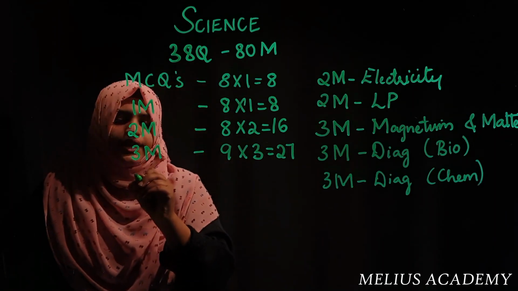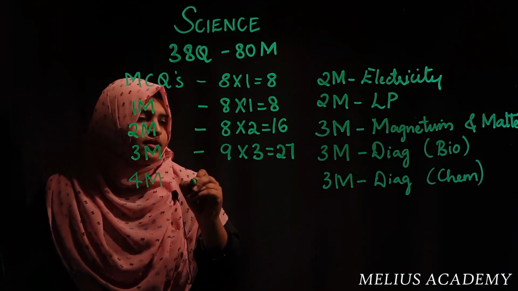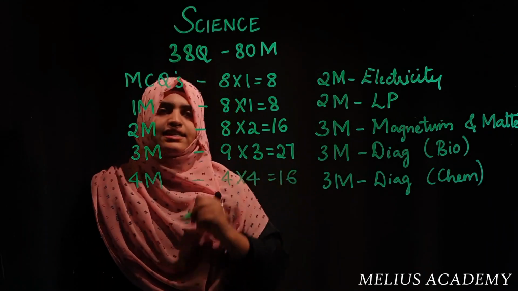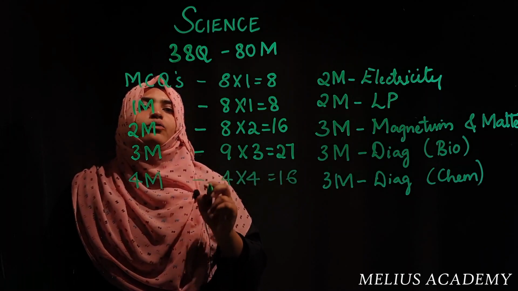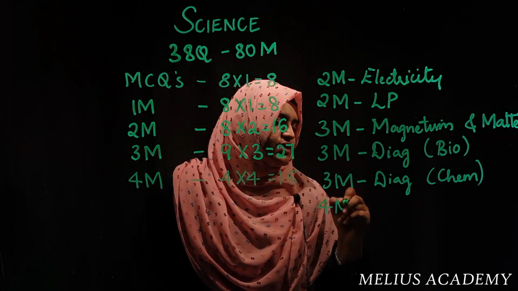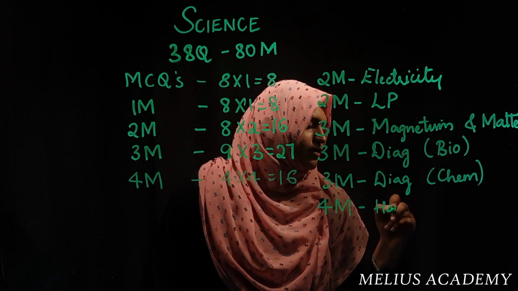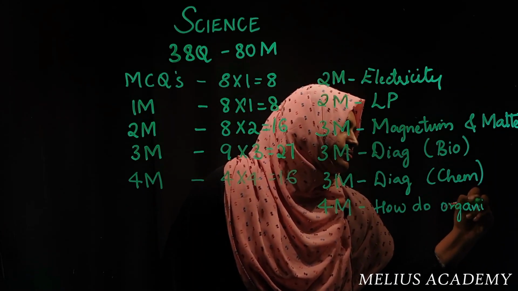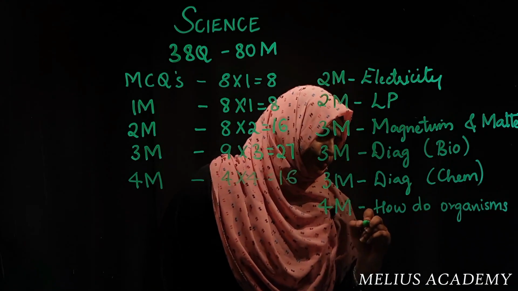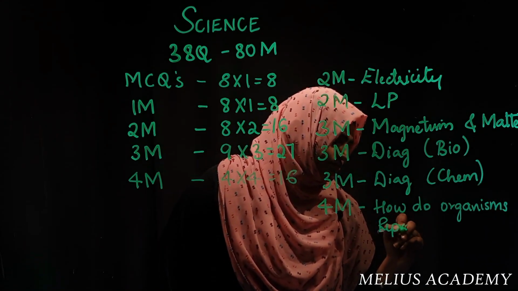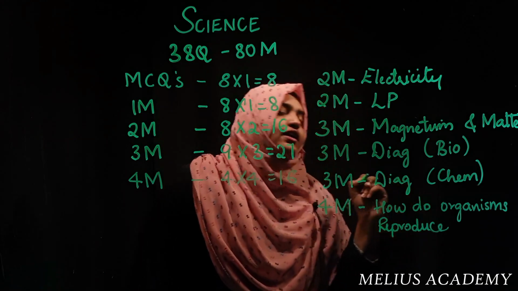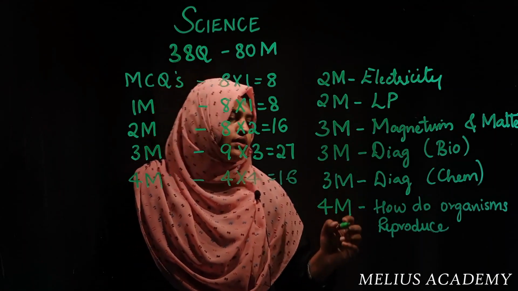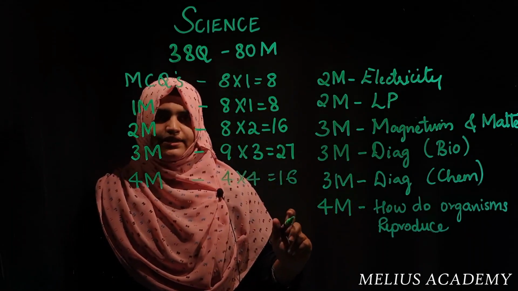Okay. Now coming to the 4 markers, there are 4 questions, each carrying 4 marks, which will get you 16 marks. Here 1 question is very sure from the chapter how do organisms reproduce. This can be a diagram or a theory question, but mostly a diagram is expected.